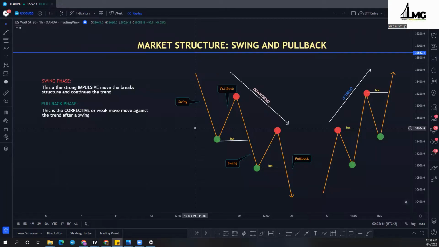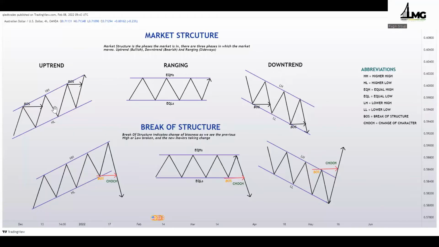Hey guys, in this video, I'm gonna cover market structure. It's a continuation of the previous video where I covered the basics of market structure, right? So if you didn't check out the previous video, please go check it out. I covered different types of trends, different types of market structure phases that we tend to see, and how price forms highs and lows to distinguish which phase of the market we're currently in, right?